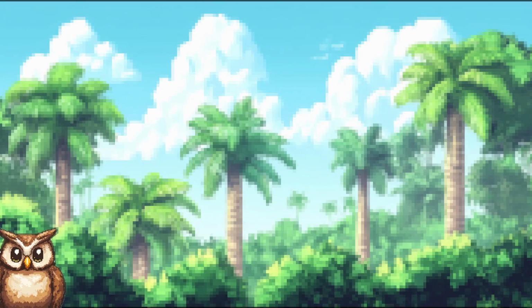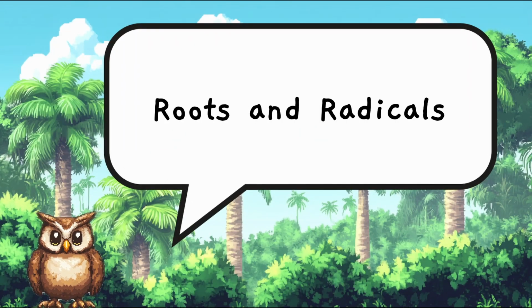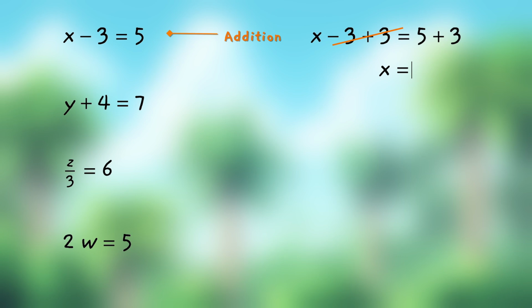When you first learn how to solve basic equations, you learn that every operation has an opposite, if you will. For example, to solve x minus 3 equals 5, you want to change both sides to get x by itself. And the operation you use to do that is addition. So if you were to add 3 to both sides, the 3's cancel on the left, leaving x by itself and giving you the answer x equals 8.